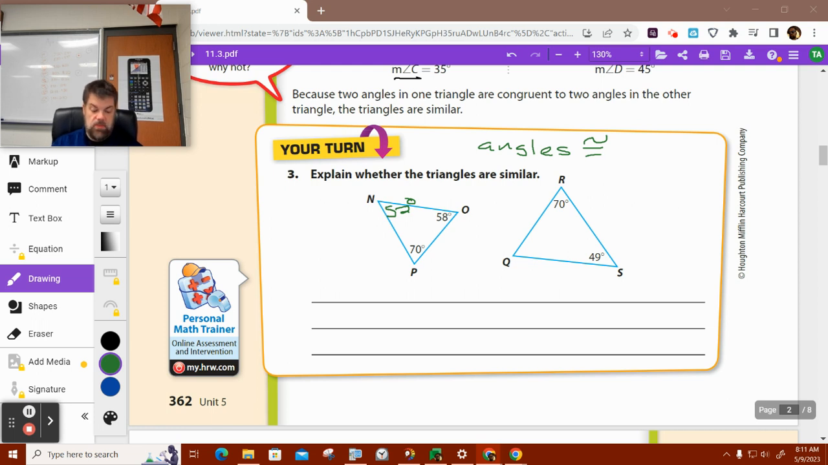So let's calculate it and see. I'm pretty sure it's not the same.